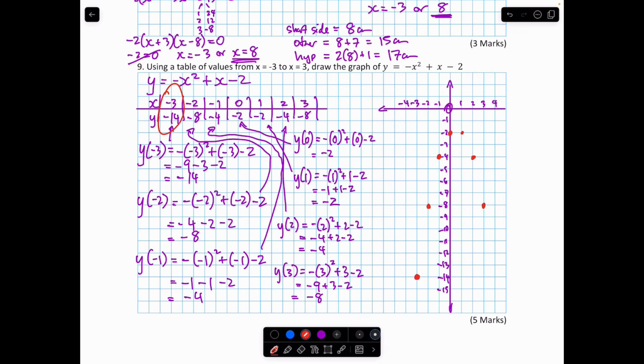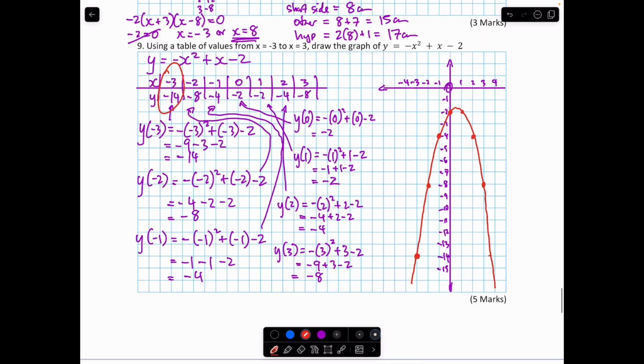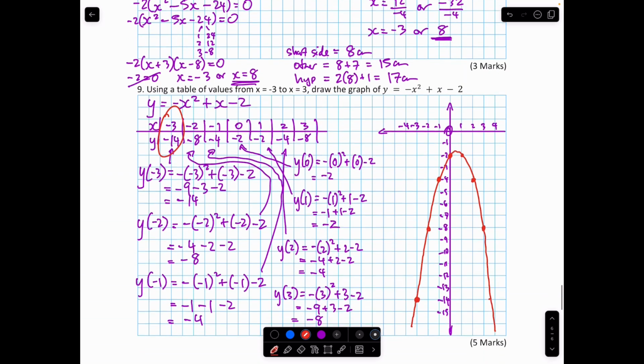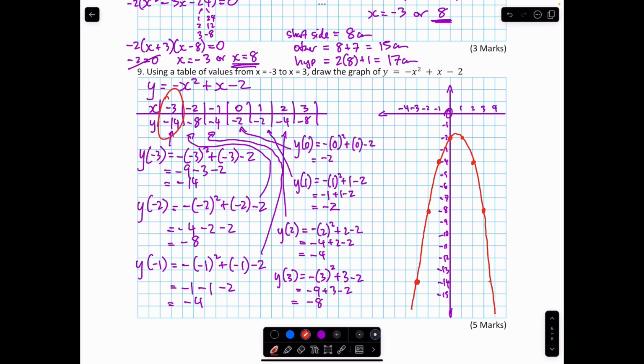Do my best to draw it on this slippery screen. Do two parts. Also, quadratics are symmetrical, so I'll do a little guide dot there. There's your quadratic drawn. And I believe that is the end of the test, or the practice test for you, okay?